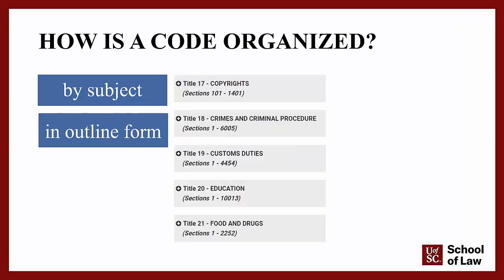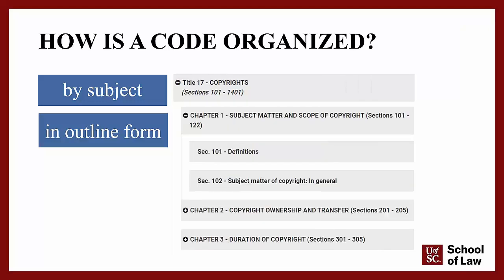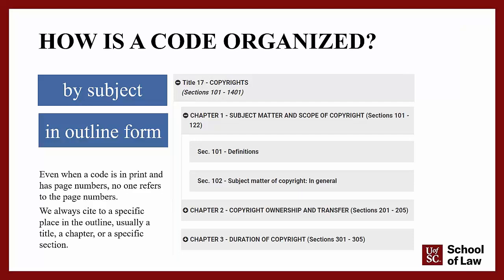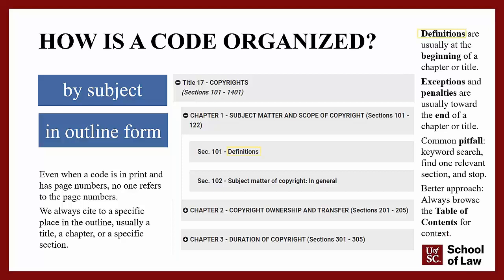So for example, this is the United States Code. The top levels are titles, and you can see how each title covers a different subject of law. And if we open up Title 17, we can see how we get more and more specific within copyright. The number of levels within each subject area can depend on what the code is and how in-depth it gets. But even when a code is in print and when it has page numbers, no one uses those. We always cite to a place in the outline, whether that's a broad title or a slightly more specific chapter or a very specific section. The way that it's organized will depend.